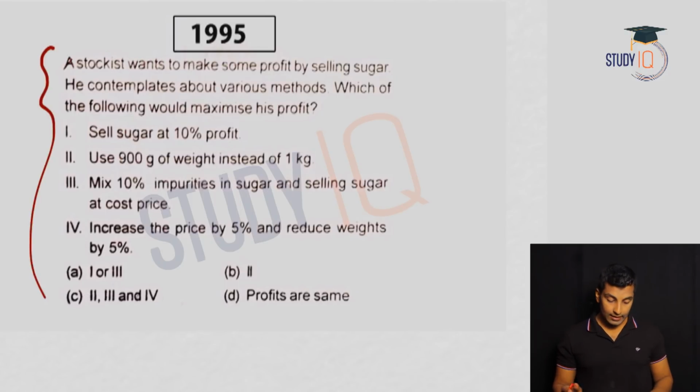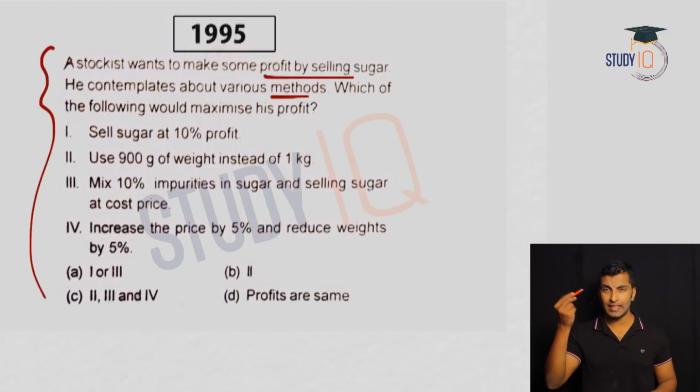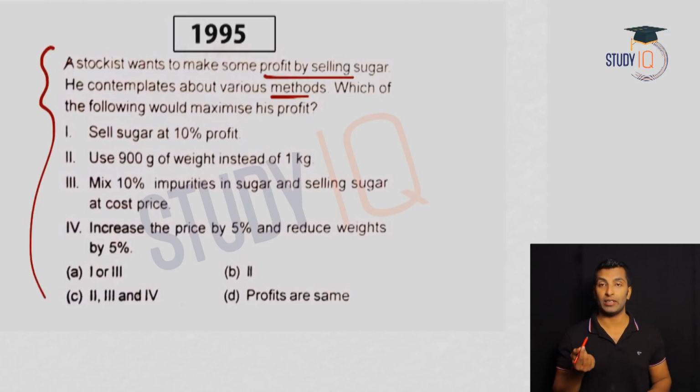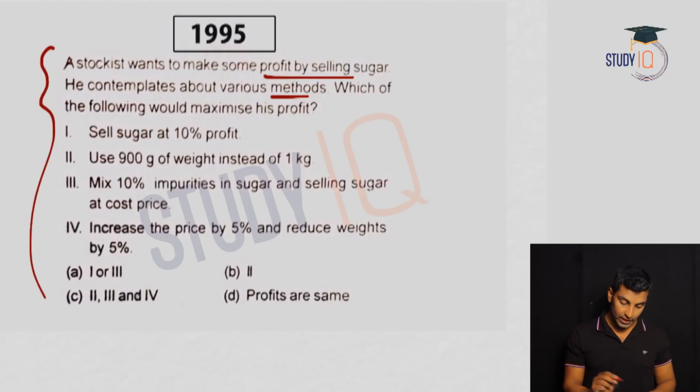Okay, how will you solve this? See, a stock list wants to make some profit by selling sugar. He contemplates various methods. He is thinking about various methods. In which of the following does he maximize profit? So he will go for the method which will give him maximum profit. You need to pick among these 4 options which one will give maximum profit.